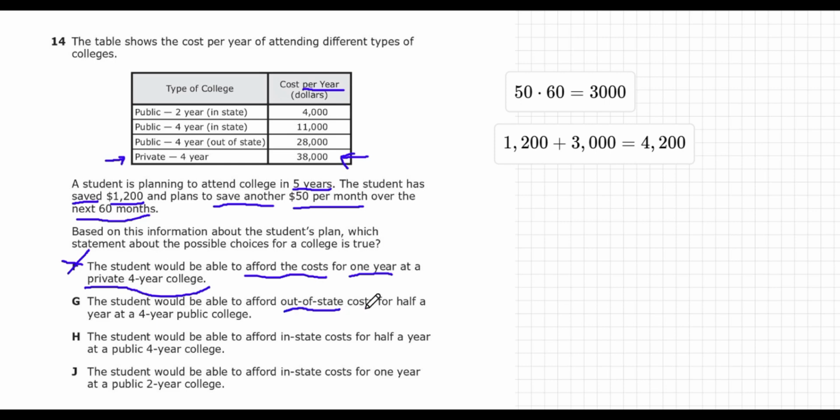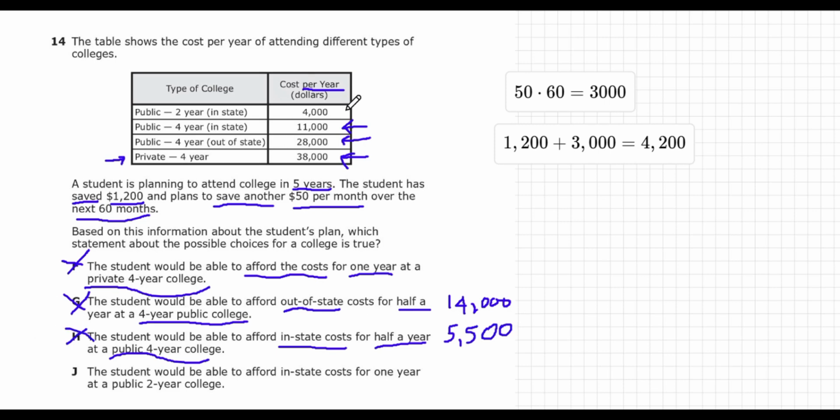Option G. The student would be able to afford out-of-state costs for half a year at a 4-year public college, still higher than $4,200. Option H. The student would be able to afford in-state costs for half a year at a public 4-year college, is still higher than $4,200. Eliminate H.